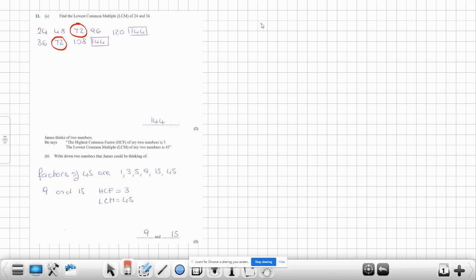What you could do as an alternative is just write down each of these numbers as a product of their prime factors, and then we'll be able to compare them. So let's do that. We can take out a factor of 2 and we'd be left with 12. We can take out a factor of 2, we'd be left with 6. 2 to get 3 and we are done. So that's 24, and then 36.